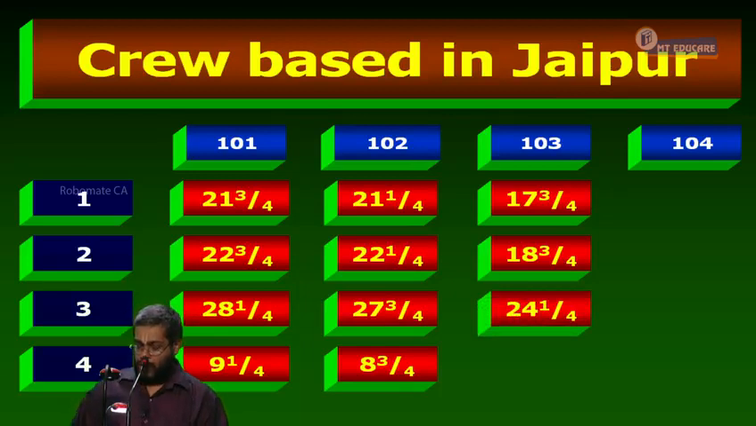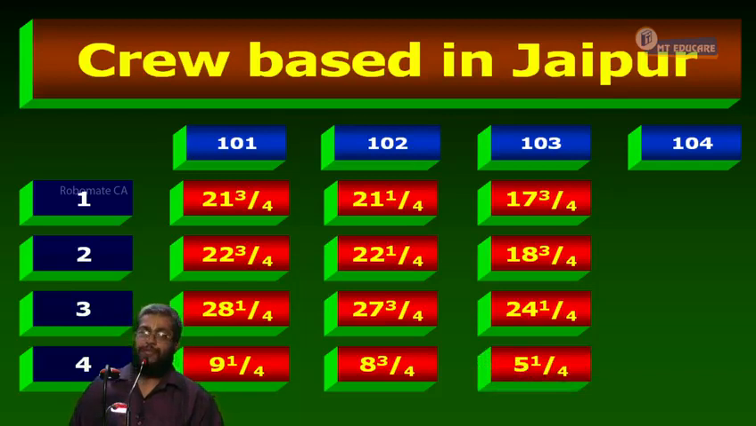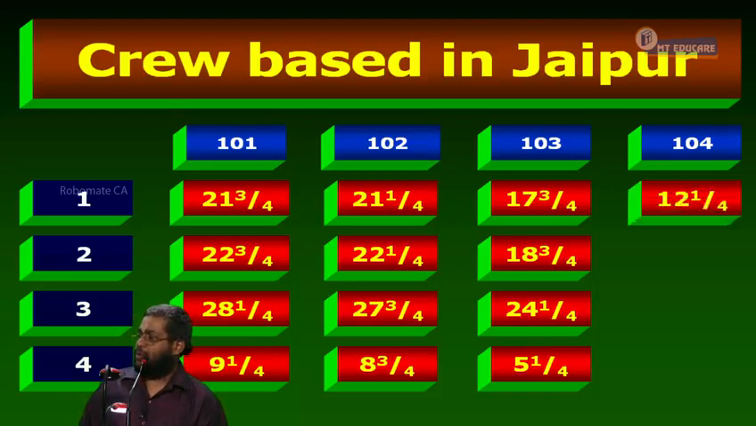24, 1 by 4. Today 1:15 to today evening 6:30. How many hours time here? 5, 1 by 4. And tell me for 104. 104 reaches Delhi at what time? Evening 6:45. Evening 6:45 to next day morning 7 o'clock. What the layover time? 12, 1 by 4.